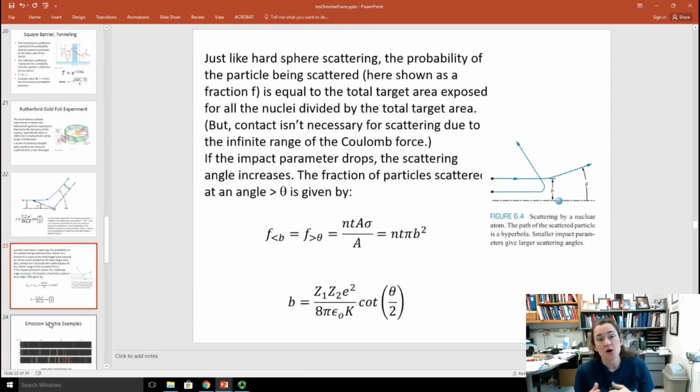Now, the probability of the particle being scattered in this equation is shown as the fraction, or f, and that's equal to n t pi b squared. Pi b squared, yet again, is the cross-section for scattering, sigma. t is the thickness of the target, and n is the density of the target nuclei, or the number of nuclei per unit volume.